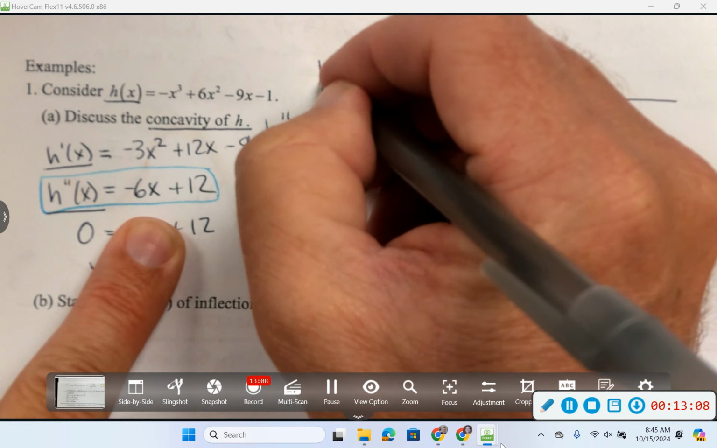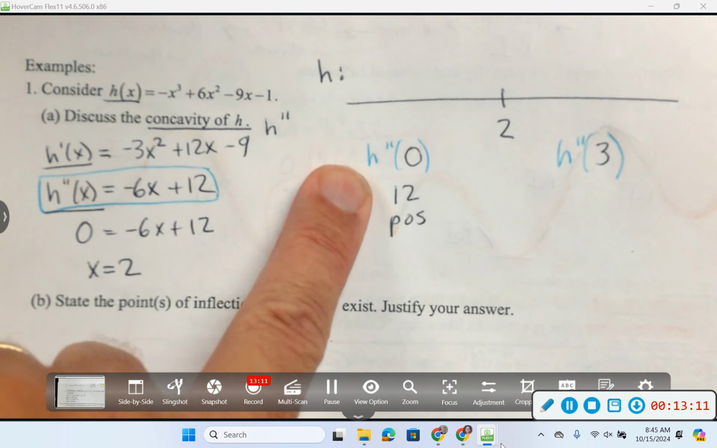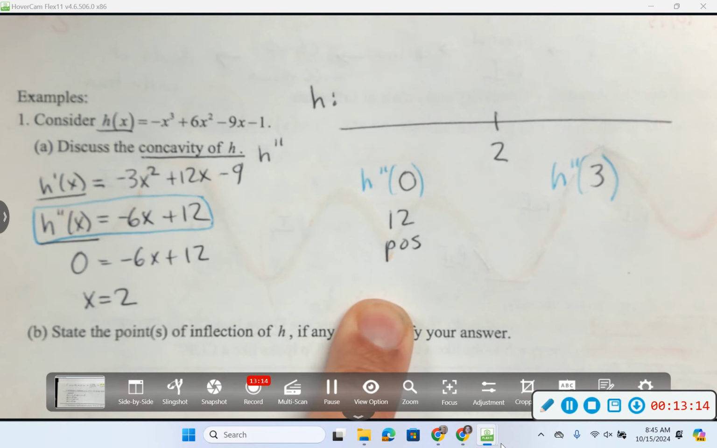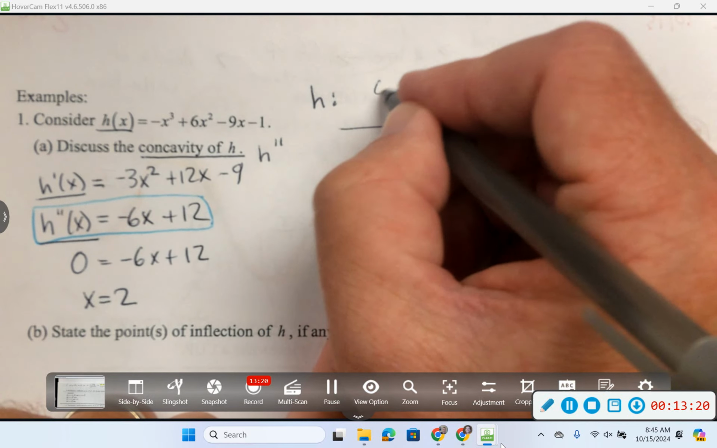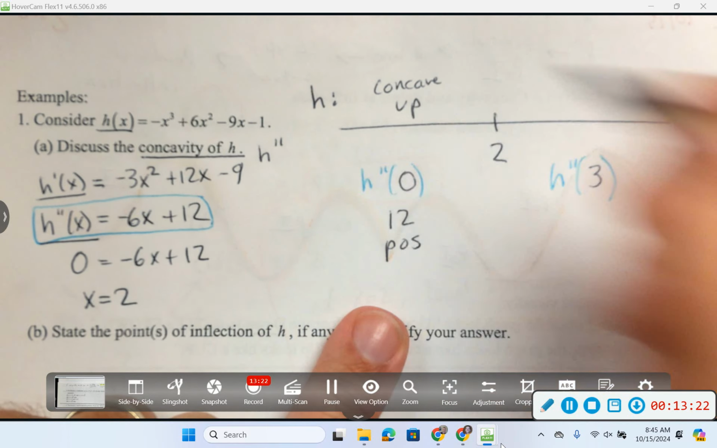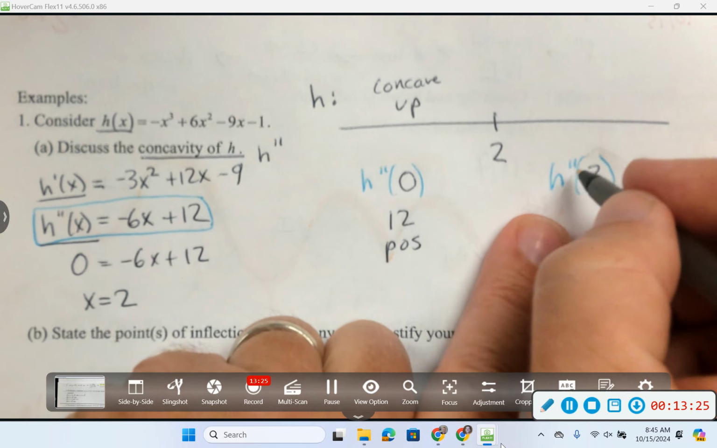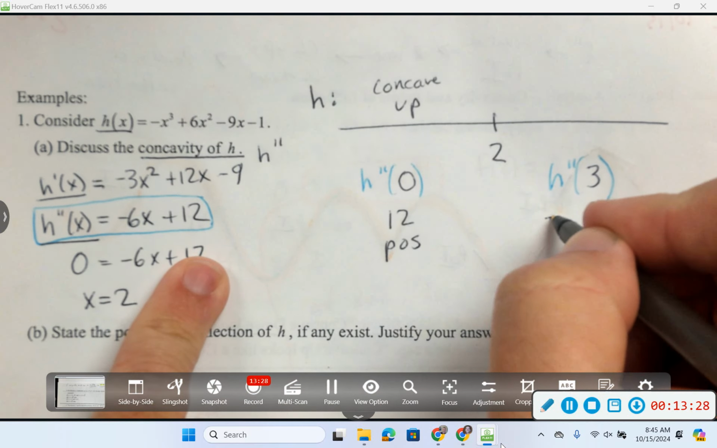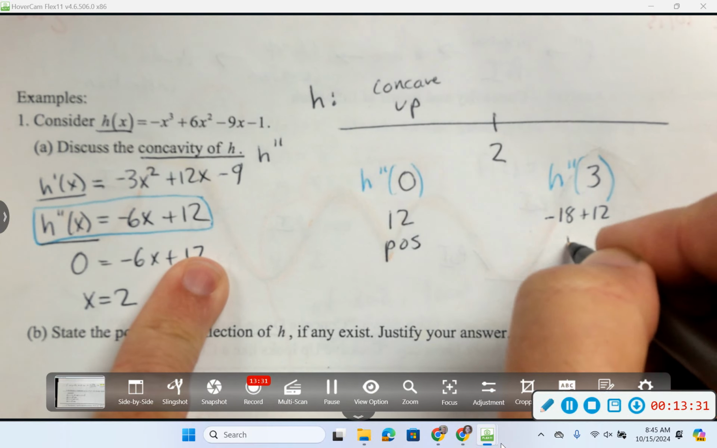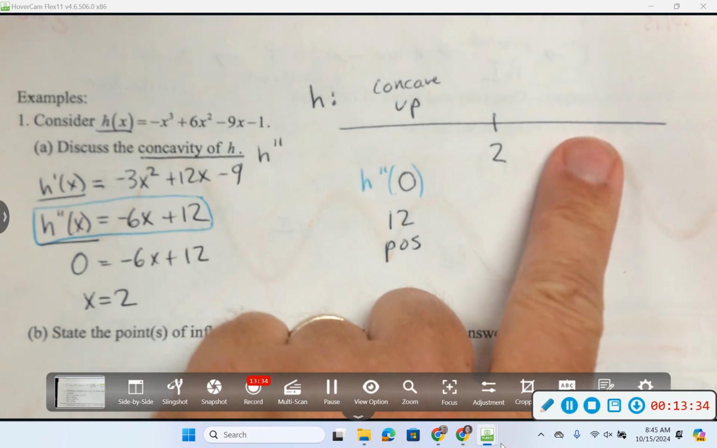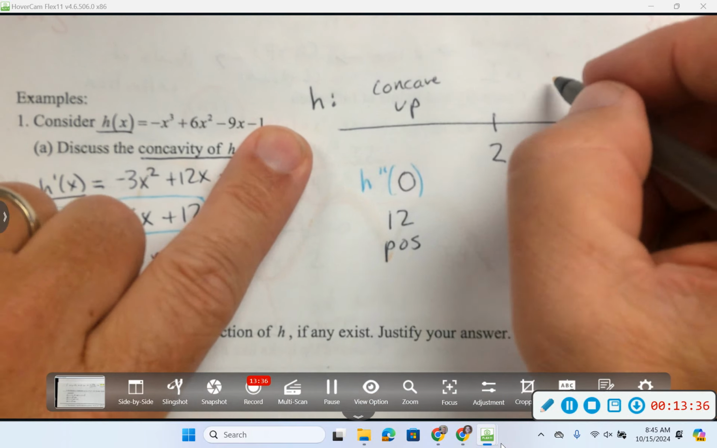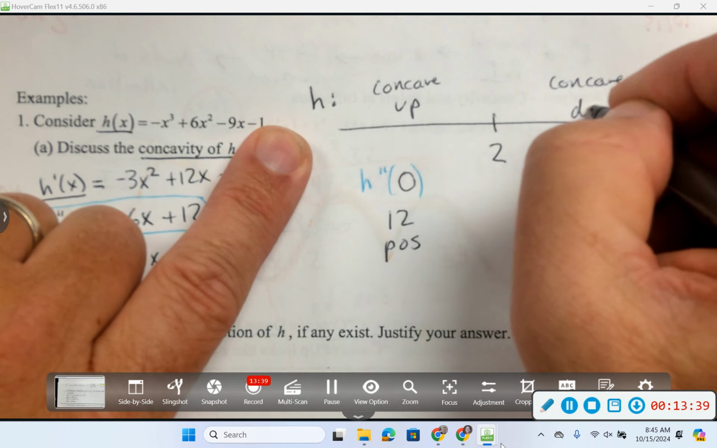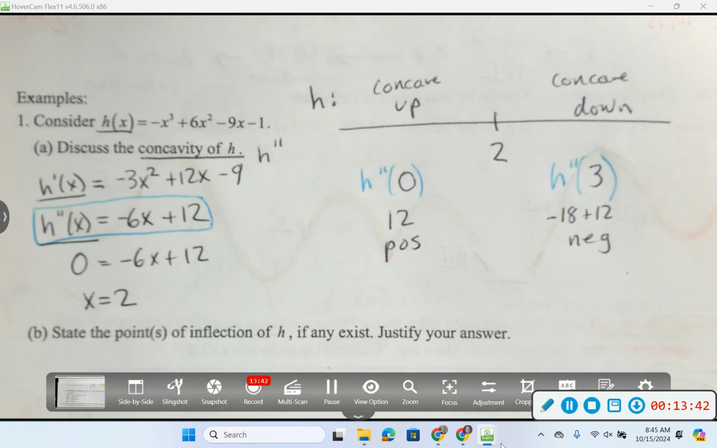What does that tell me about H? If the second derivative is positive, be careful, it means H prime is increasing, which means H is concave up. Second derivative at 3, that would be negative 18 plus 12 would be negative. If the second derivative is negative, that means the original function is concave down. And by the way, the alternating thing still holds true, so you can usually just shortcut and alternate.